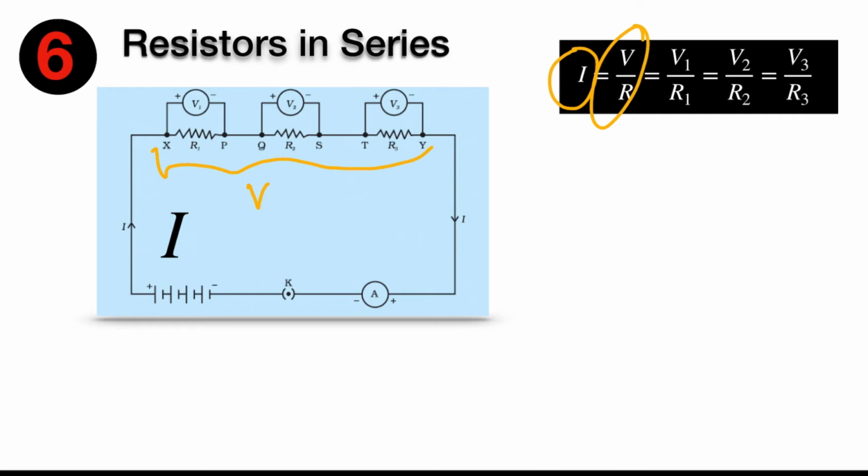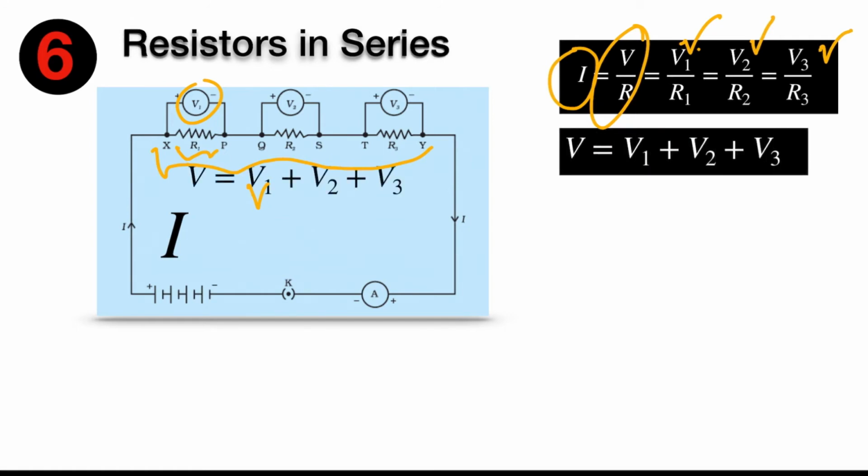So here, for example, V1 is the potential difference across resistance R1. So V1 by R1 is also equal to the current flowing through this circuit. Similarly, it's equal to V2 by R2 and V3 by R3. The total potential drop across these resistors is equal to the sum of V1, V2 and V3, and it's equal to the potential difference between the battery terminals.